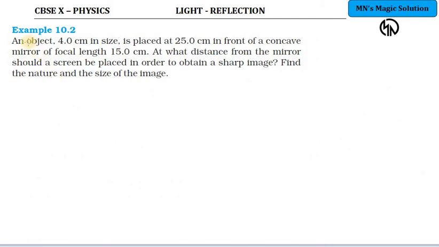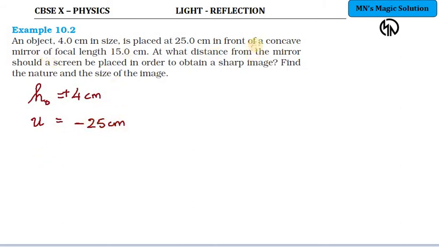Question number 2. An object 4 cm in size. So height of object h0 is given as 4 cm. An object is always taken upright, therefore it is plus 4 cm. It is placed at 25 cm in front of concave mirror. So 25 cm distance the object is placed. So object position U is always negative, minus 25 cm you will take.